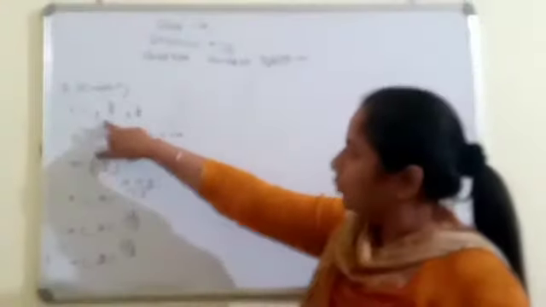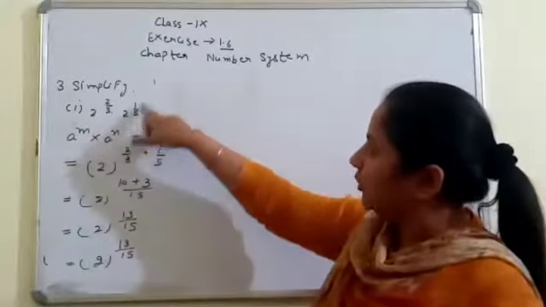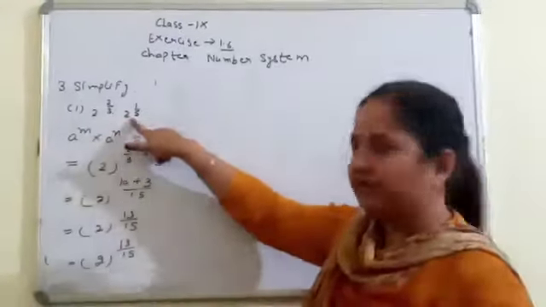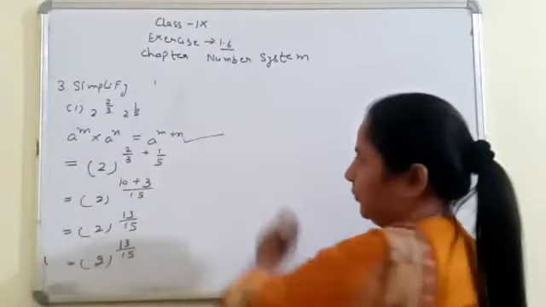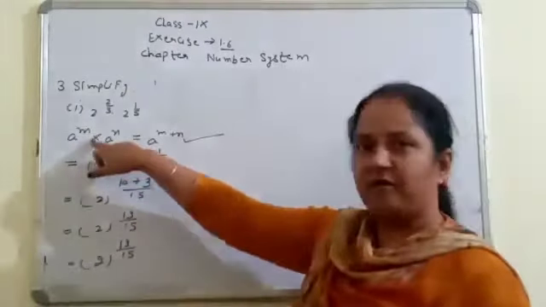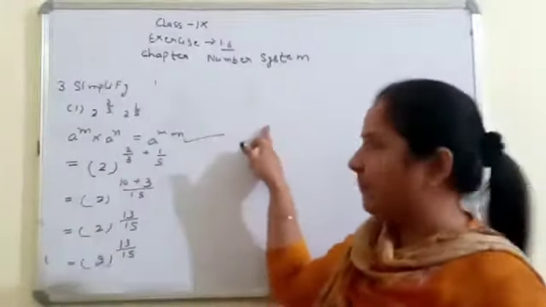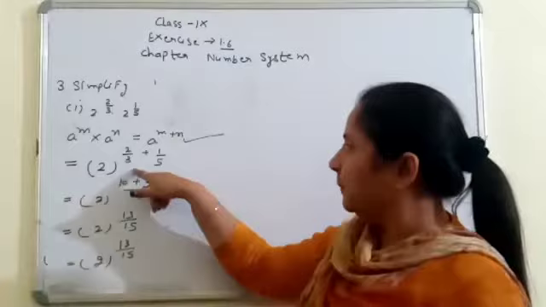Here see the statement 2 raised to power 2 by 3 and 2 raised to power 1 by 5. You can see bases are same here but powers are different. So we will use this law of exponent: when bases are same, powers are different and they are multiplied, then we will add the powers. Same here, 2 by 3 plus 1 by 5.